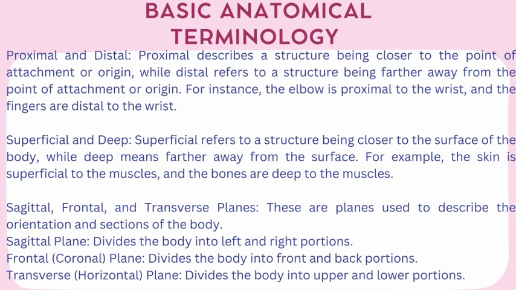Seventh, sagittal, frontal, and transverse planes. These are planes used to describe the orientation and sections of the body. Sagittal plane divides the body into left and right portions. Frontal, coronal, plane divides the body into front and back portions. Transverse, horizontal, plane divides the body into upper and lower portions.